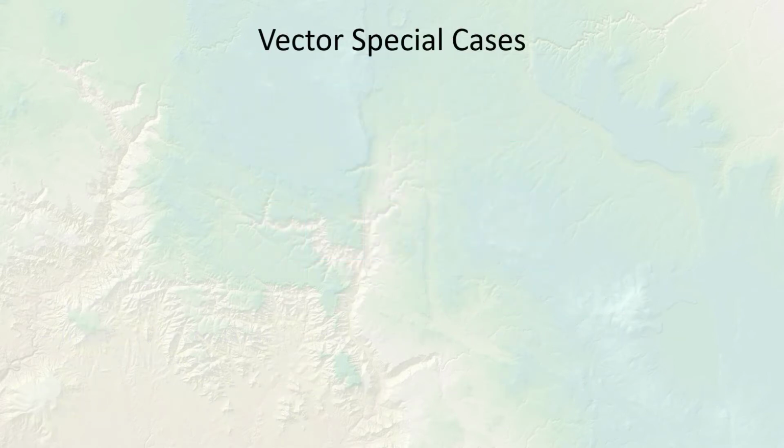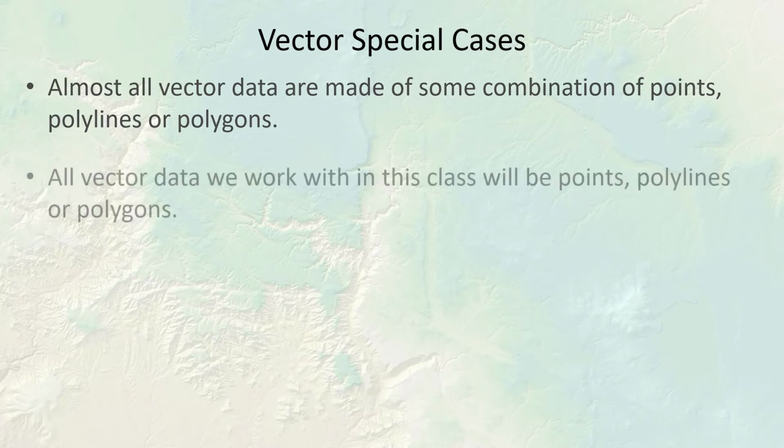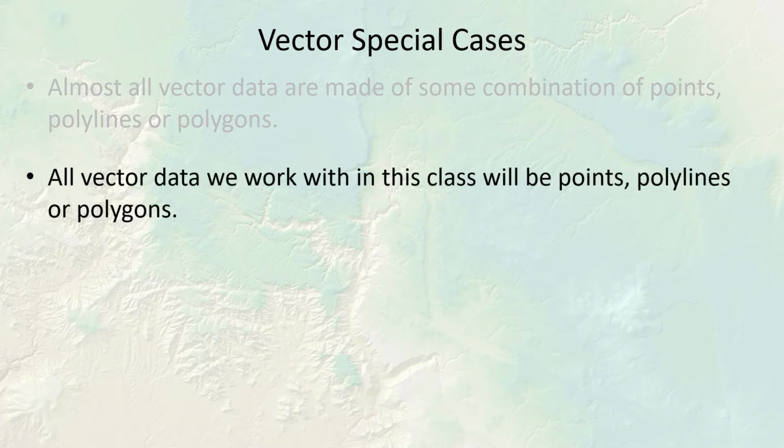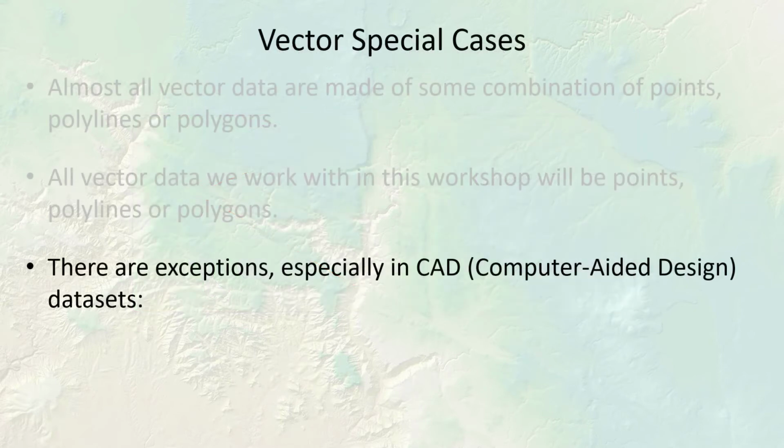Now, there are some vector special cases, so almost all vector data are made up of some combination of points, polylines, and polygons, and that's what we're going to be working with. In this class, we're only going to be working with points, polylines, and polygon data sets. And as I showed you in the image earlier, they will be like this, where they're a bunch of vertexes strung together by lines. Now there are some cases where a vector object is composed of true curves.